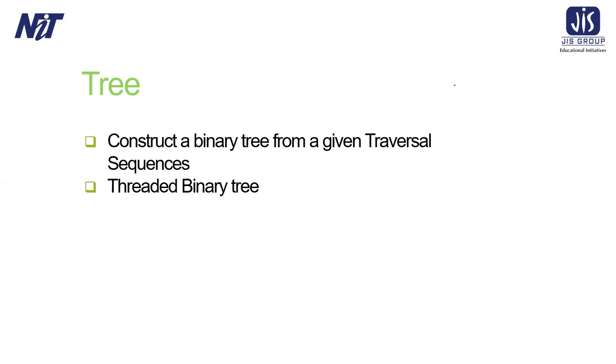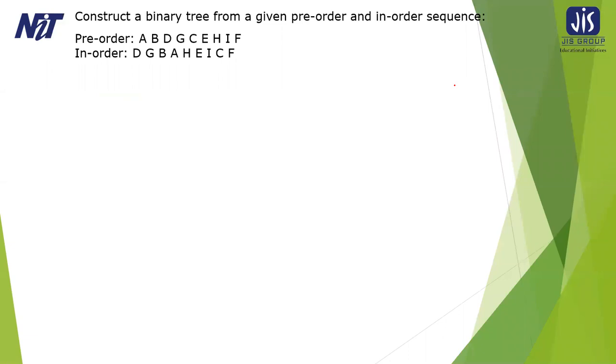So first, how do we construct a binary tree from a given pre-order and in-order sequence? In this example, the pre-order and in-order traversal sequences are given. Using these sequences, we have to construct a binary tree. So how do we construct that binary tree?